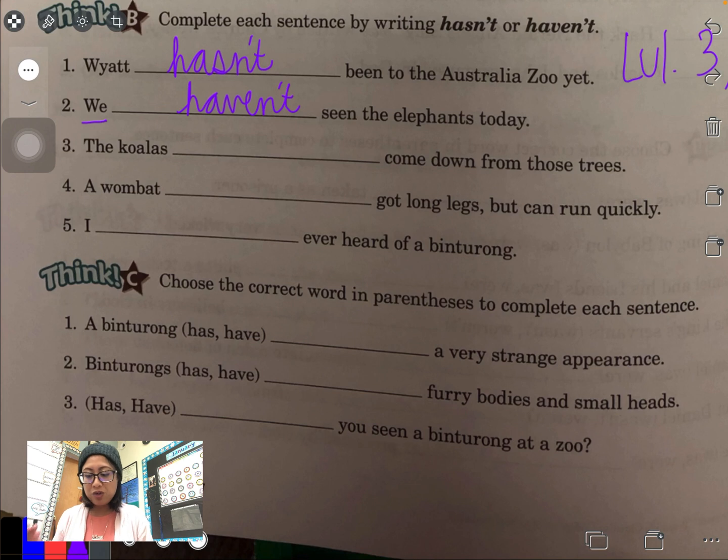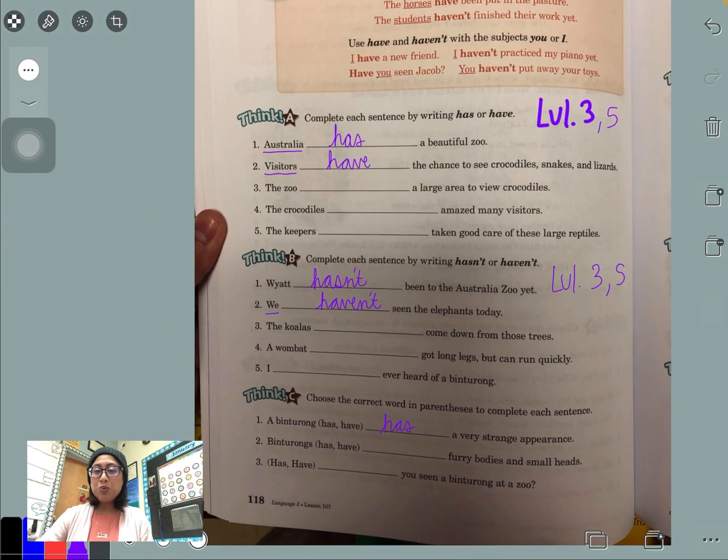Okay, a binturong has a very strange appearance, or a binturong have a very strange appearance. Okay, so what made sense when I read it out loud? Has. We're only talking about one binturong. All right, now the second one, binturongs, so we're talking about more than one binturong, has or have furry bodies and small heads. And that's what you'll try on your own. Okay? So I'm really excited to see who finishes this at our meeting so we can review.